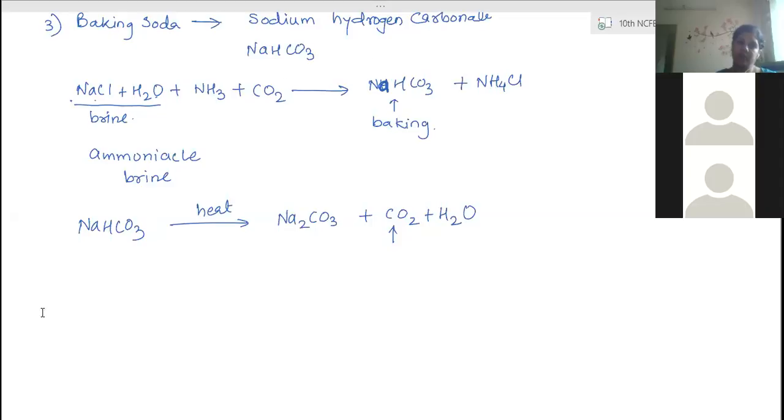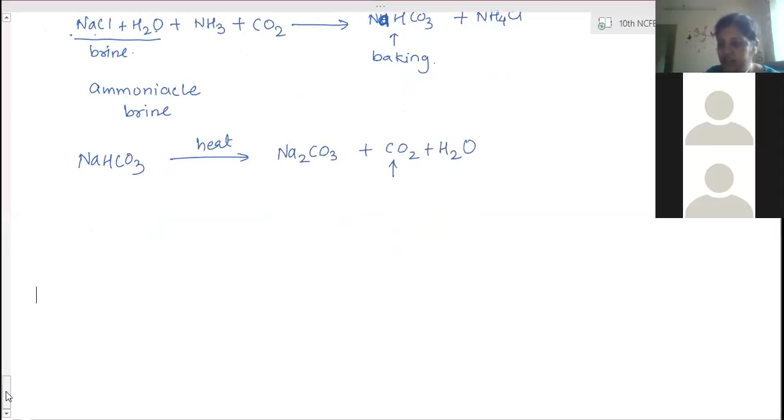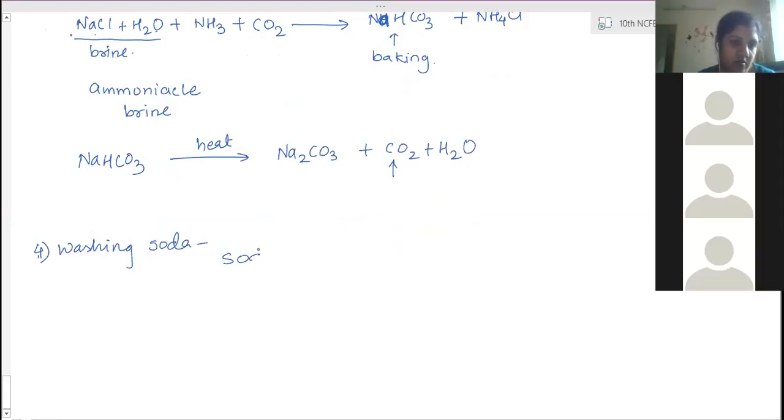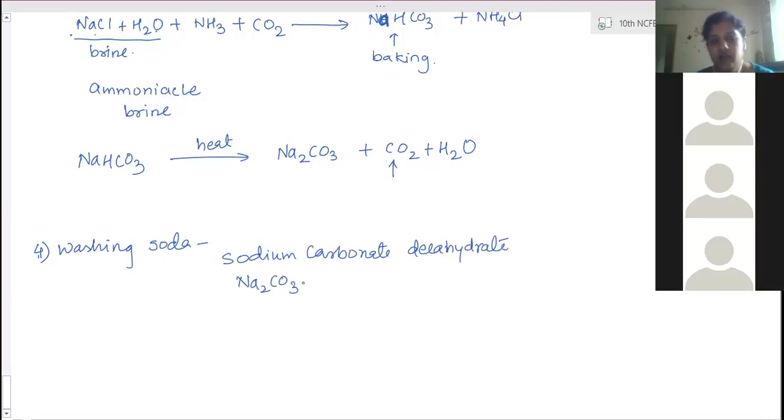Then next is washing soda. So the next salt is washing soda. Chemical name? Sodium carbonate decahydrate. That is Na2CO3 dot 10H2O.